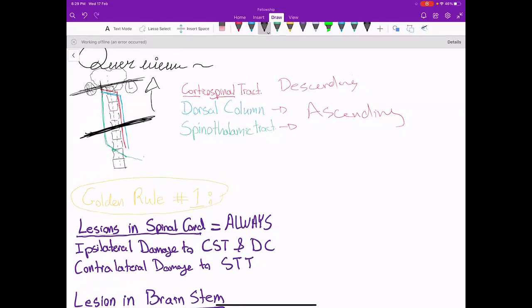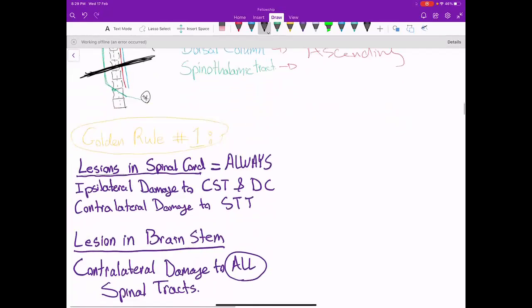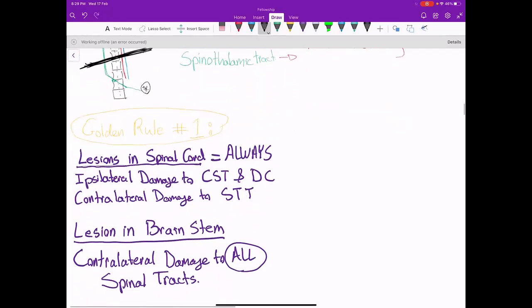Everything's already decussated. Whether we decussated down here or we decussated above, it doesn't matter. The lesion affected all tracts, and because this is above the medulla, all tracts below the lesion will have to cross to the other side. And therefore, a lesion in the brainstem will always have contralateral damage, motor or sensory.